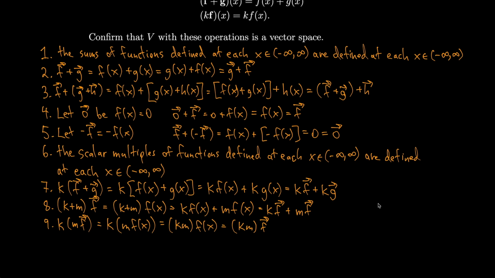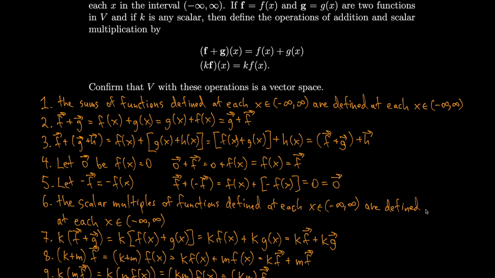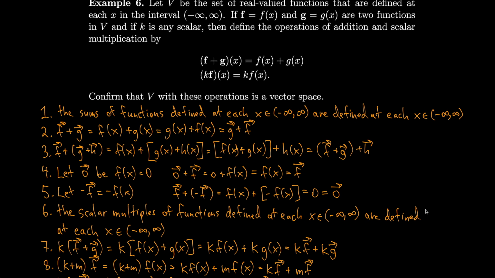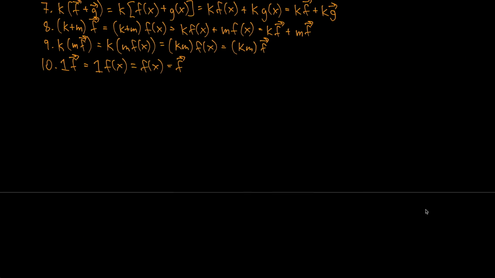Okay, last but not least, we have 1 times f is just 1 times f of x, which is just going to be f of x, so that is f, so 1 times f is f. So this set of real valued functions under the normal addition and scalar multiplication is in fact a vector space.